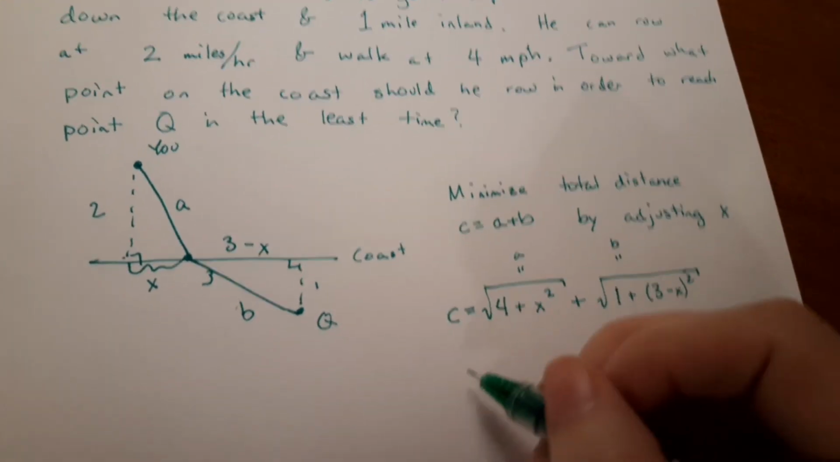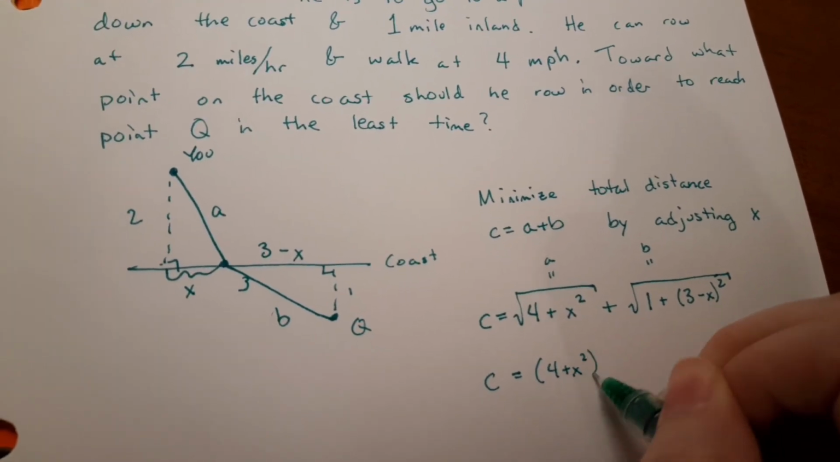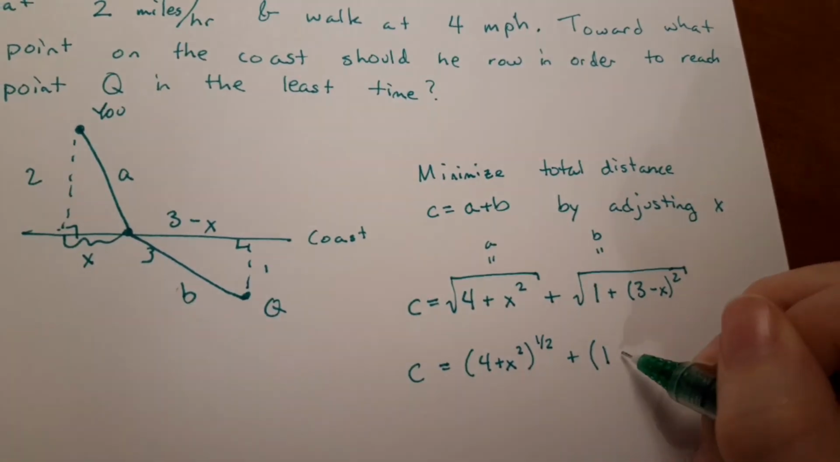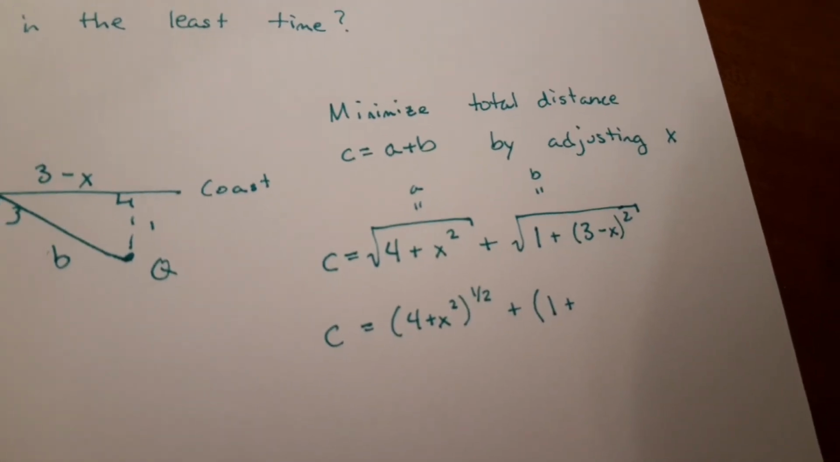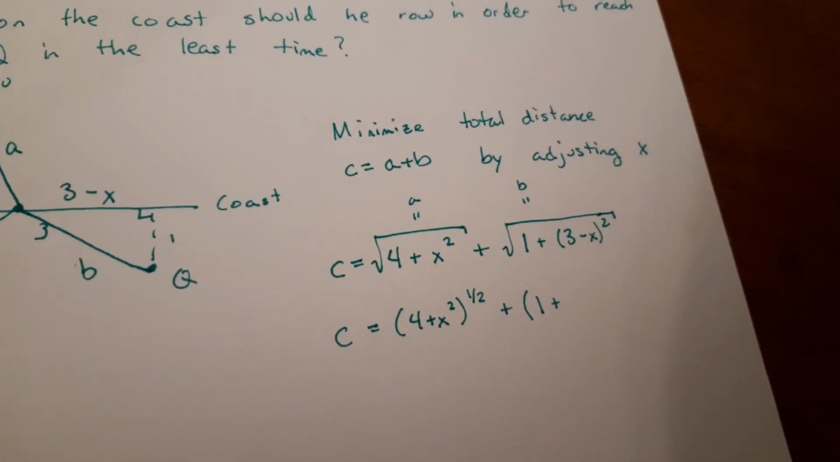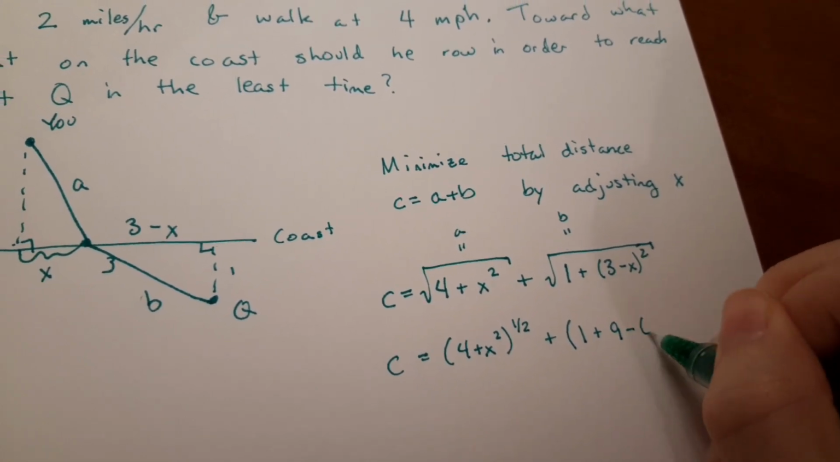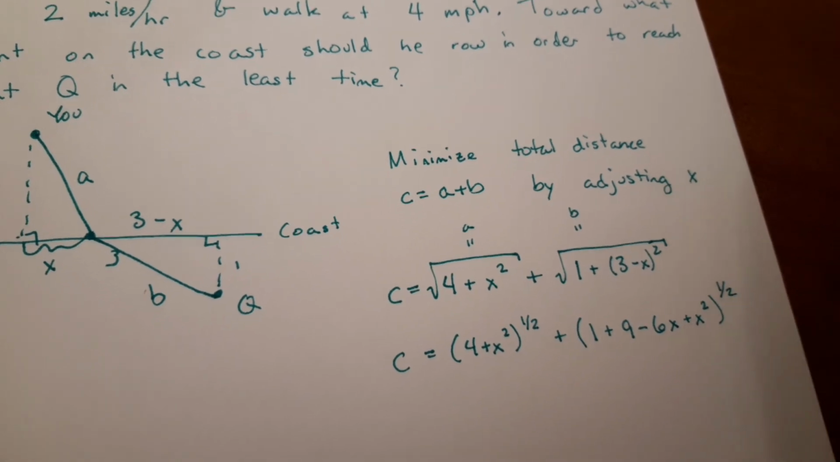I'm going to rewrite this. C is equal to 4 plus X squared to the 1/2 plus 1 plus 3 minus X squared. I think I'm going to distribute that. When you FOIL out the 3 minus X squared, you should end up with 9 minus 6x plus X squared, all to the 1/2.